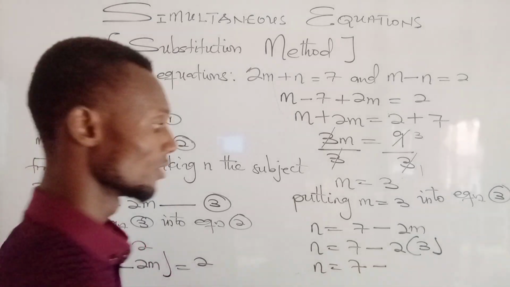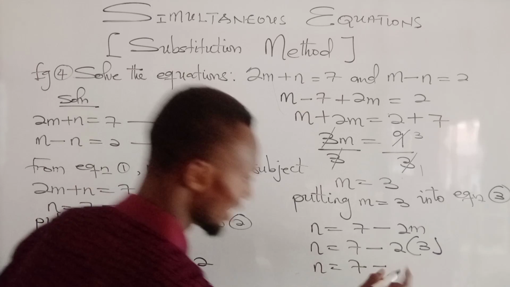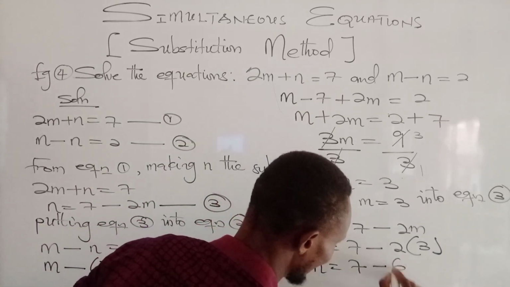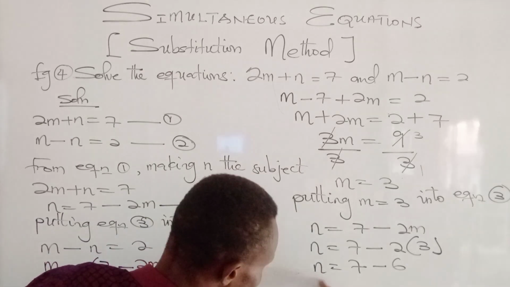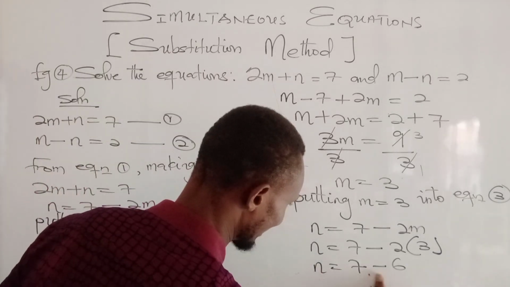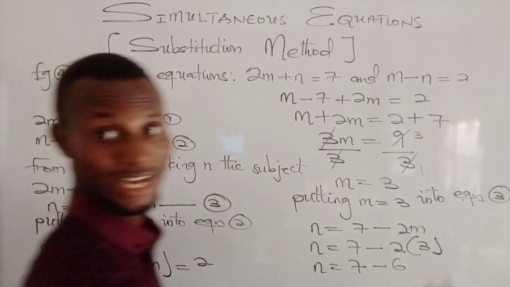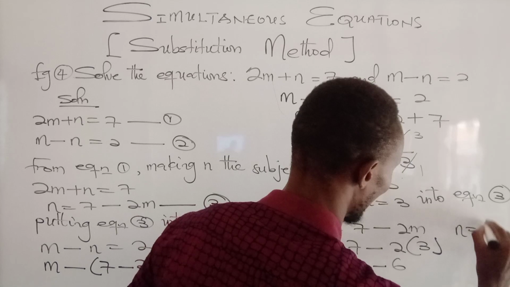I hope you agree with me. This minus 2 multiplies the 3, so you get minus 6. So 7 minus 6, and 7 minus 6 gives 1. So our n equals 1. I hope you understand and you agree with me. Let me write it here so that you can see it also. I have my n equals 1.